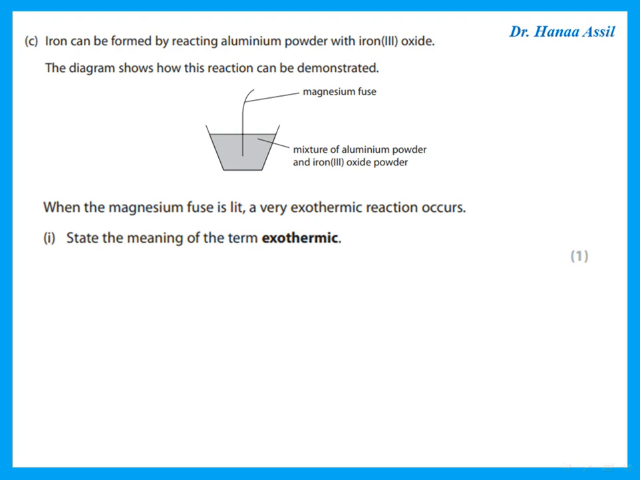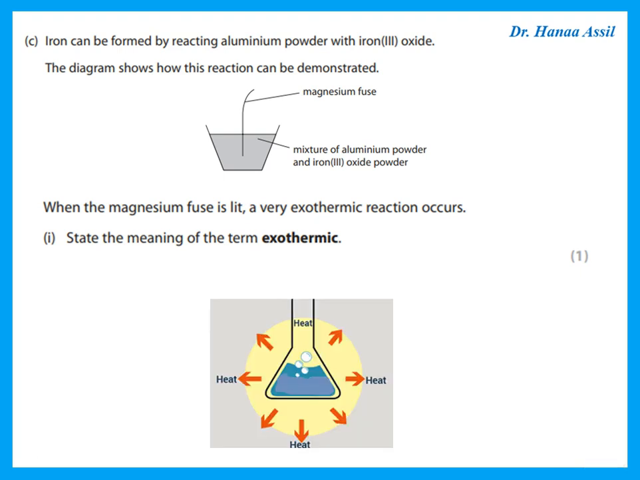What does exothermic mean? Remember that if I have a reaction and we say this is exothermic, that means it gives out heat, and the reactants inside the flask, they give out heat to what? They give out heat to the surrounding solution, so the solution becomes hot. Remember that an exothermic reaction gives out heat, and that means the reaction becomes hot and the temperature rises.